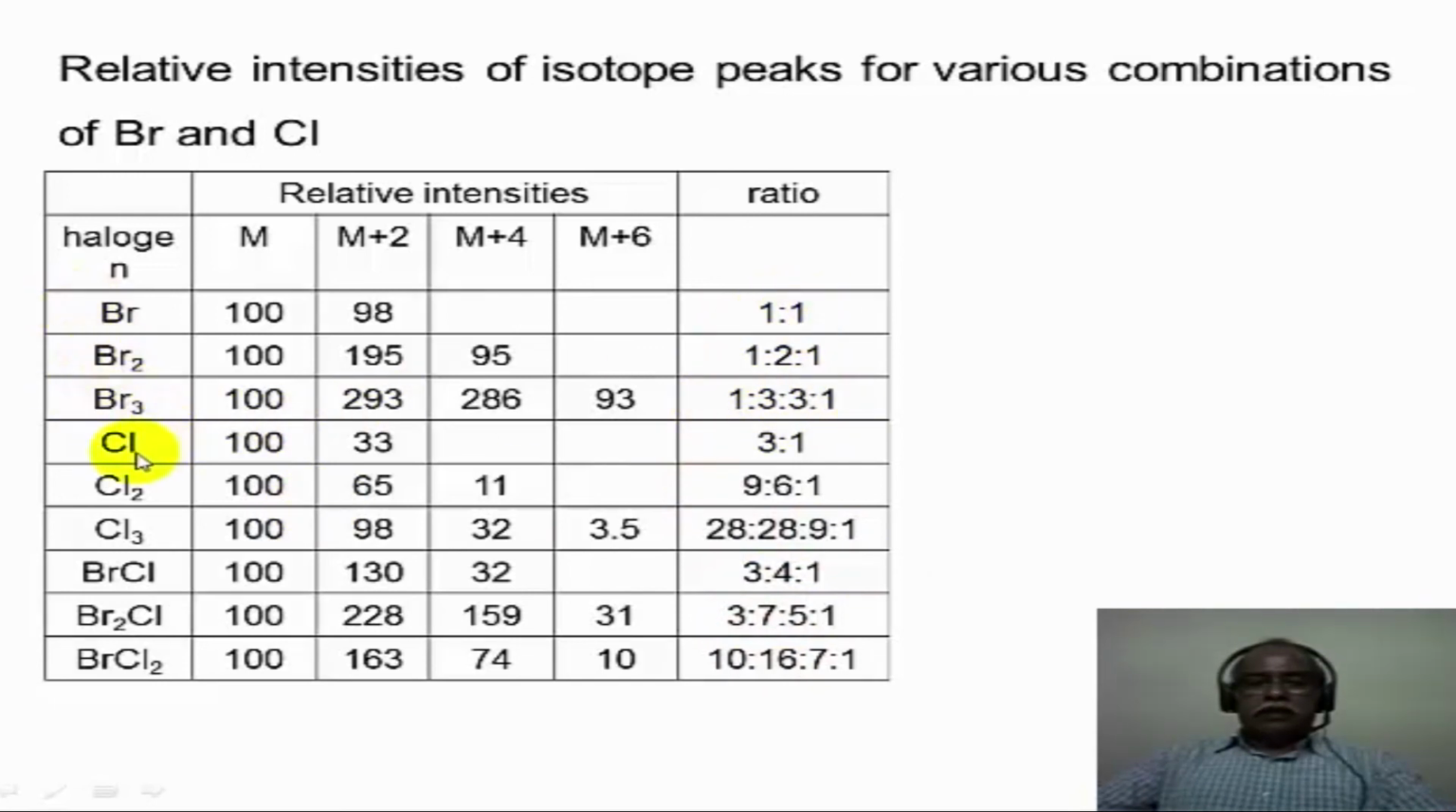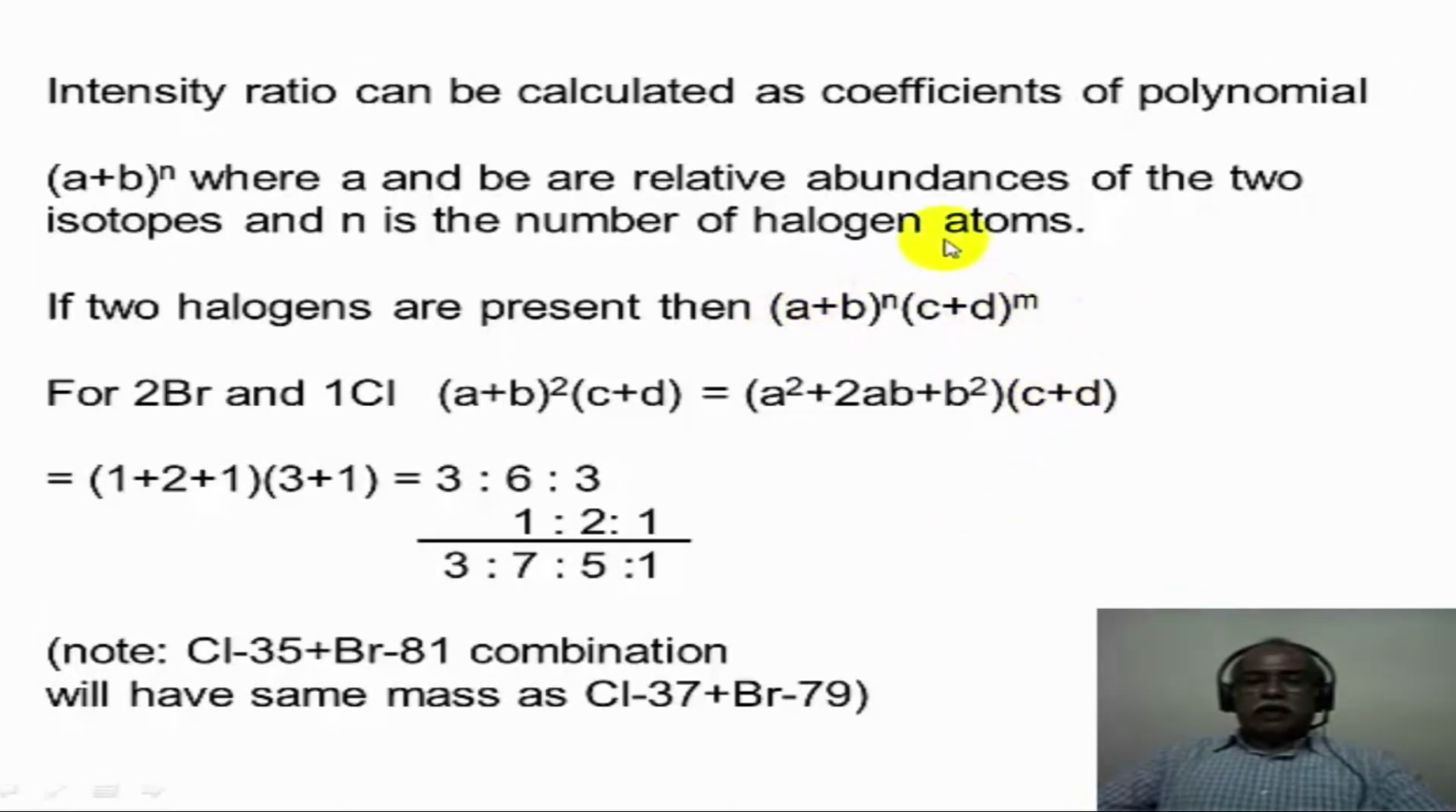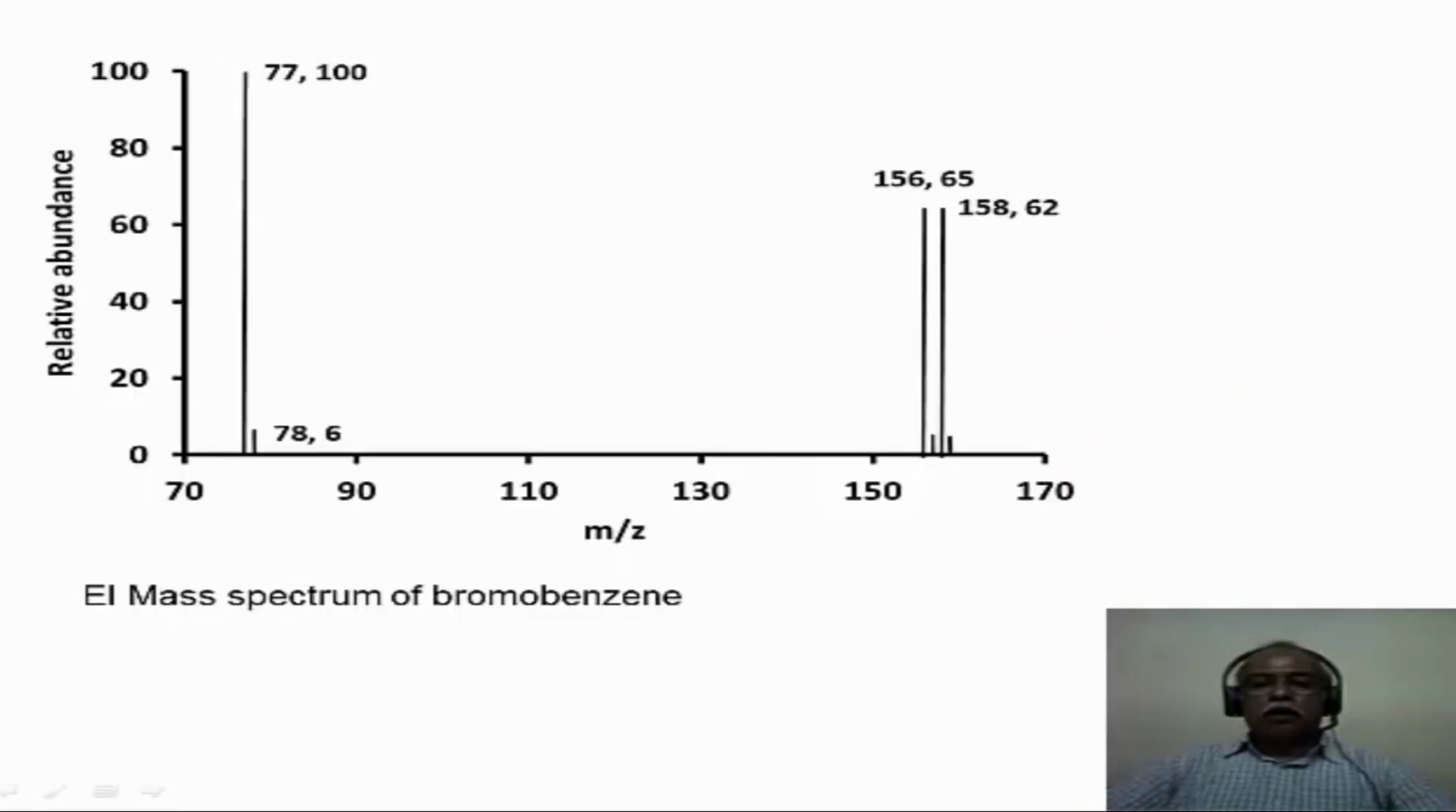When it comes to chlorine, it is a 3:1 ratio if only one chlorine is there. If there are two chlorines present, it will be 9:6:1, and so on. So one can easily determine the ratios of the isotope peaks of the halogens using this kind of polynomial expansion and identifying the coefficients of the polynomial.